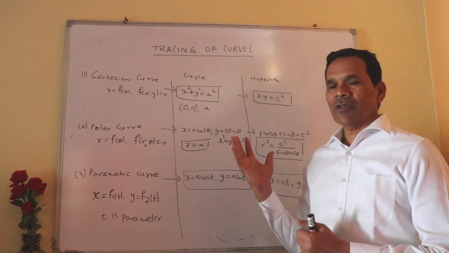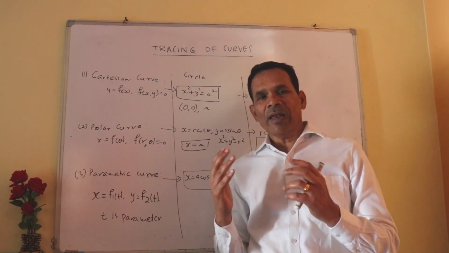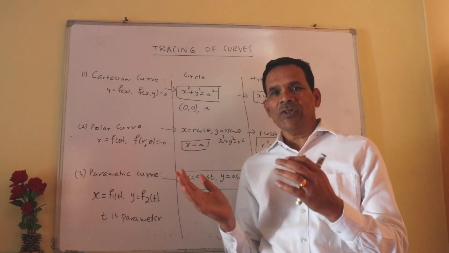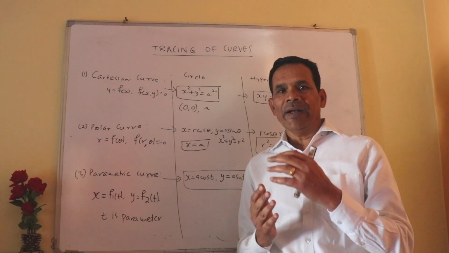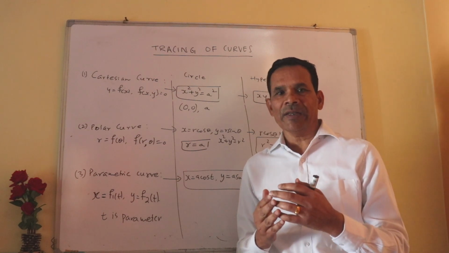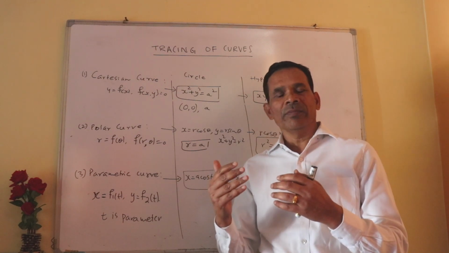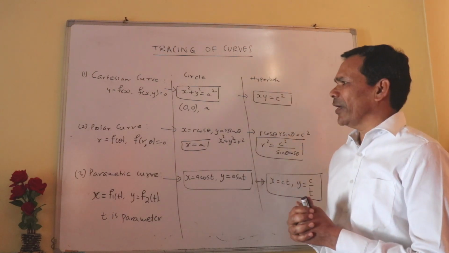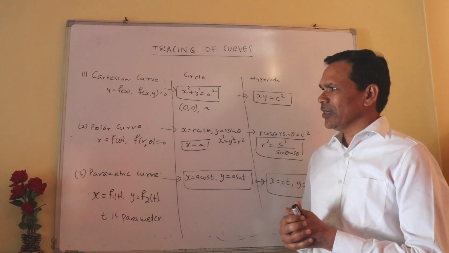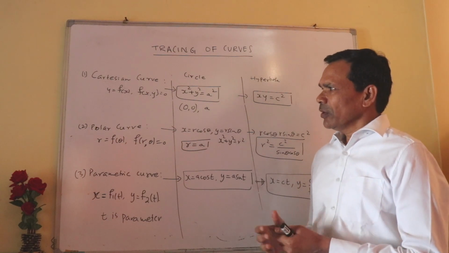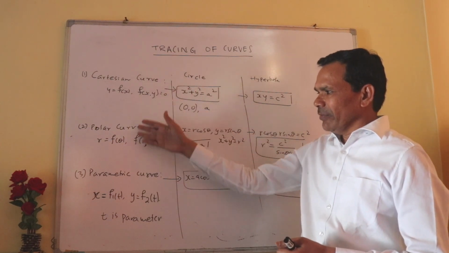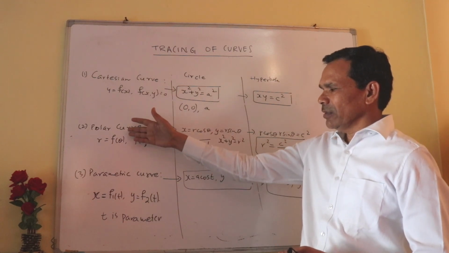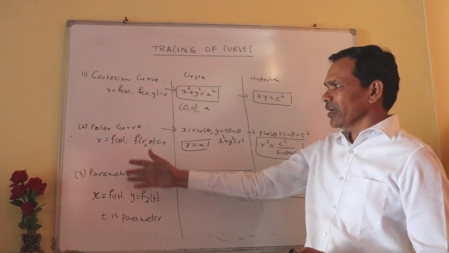Now, as far as tracing of the curve is concerned, it is always necessary to know the approximate shape of the curve to sketch some region in the plane and find certain physical quantities like area or center of gravity, moment of inertia. So these things are required after getting the approximate shape of the curve. So we have three types of curves: Cartesian, polar, and parametric form, and their connections.